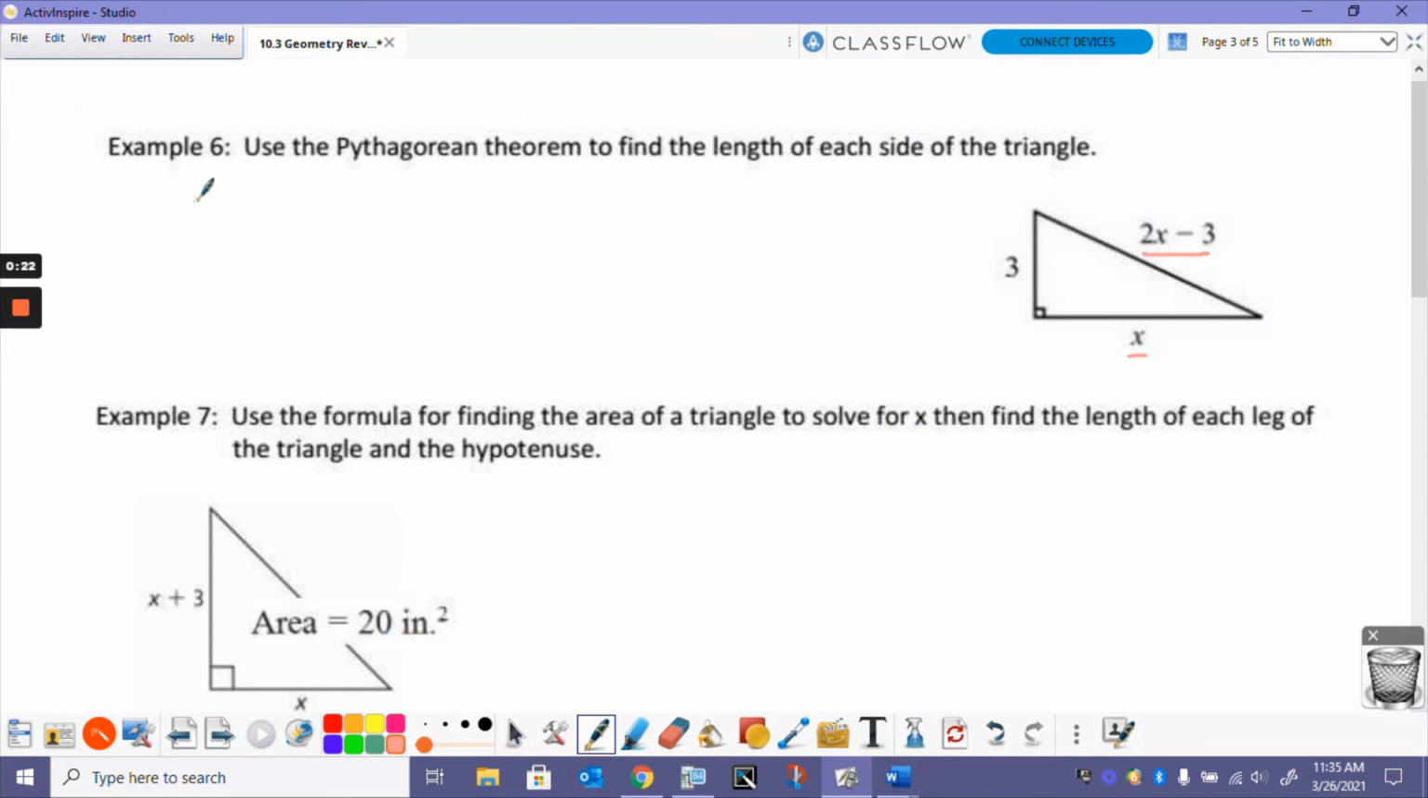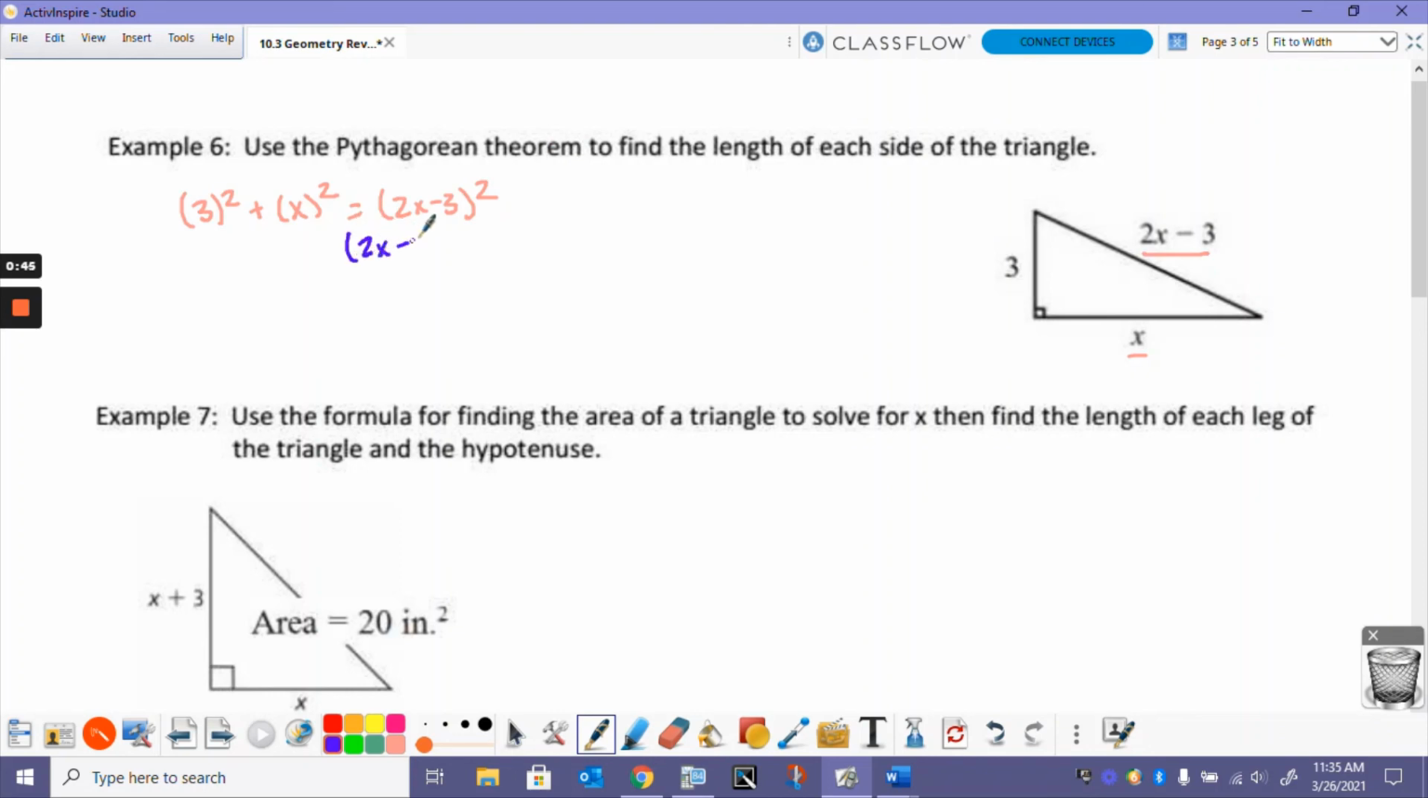So we have 3 squared plus x squared equals (2x minus 3) squared. All right, and then we're just going to go ahead and work this out. Before I go over these two, let's talk about the fact that (2x minus 3) squared is something that needs to be FOILed out.